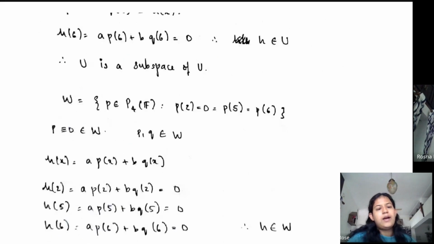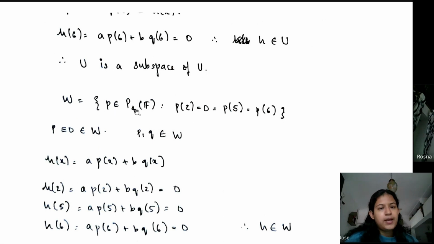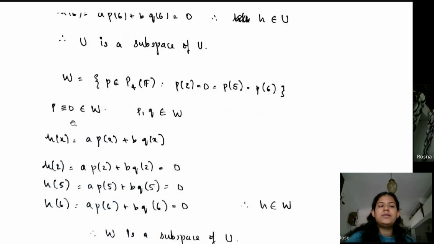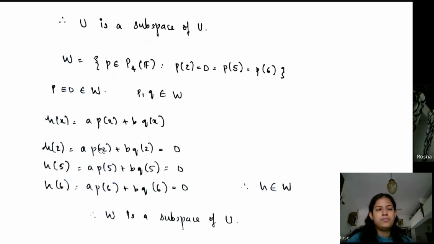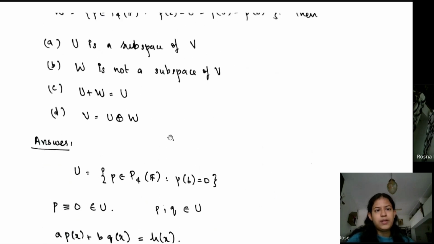And then we have the other vector space W, which is the collection of P belonging to our polynomials such that at the points 2, 5, and 6 it should be 0. Clearly the 0 vector belongs here, so it's not an issue. We only have to check the linear combination. In the same way, you define an h of x and evaluate h of 2, h of 5, and h of 6, and everything is 0. So W is a subspace of U. So option B is wrong, because it says W is not a subspace of V.